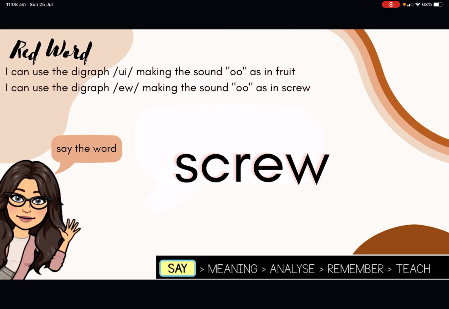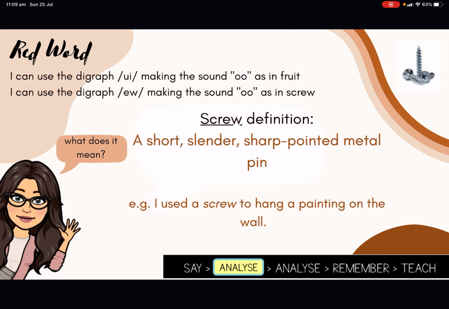The first word we will be looking at today is the word screw, and this is from your red word column. So can you please say the word screw? All right, what does screw mean? Screw is defined as a short, slender, sharp-pointed metal pin, and I've included a picture of it up in the right-hand corner. The sentence I've used to put the word screw into context is, I used a screw to hang a painting on the wall. And you can see that the word screw is actually following the digraph focus with the EW, not the UI.